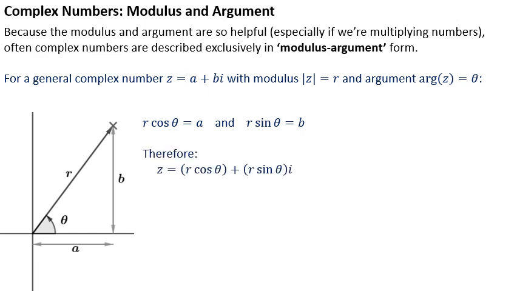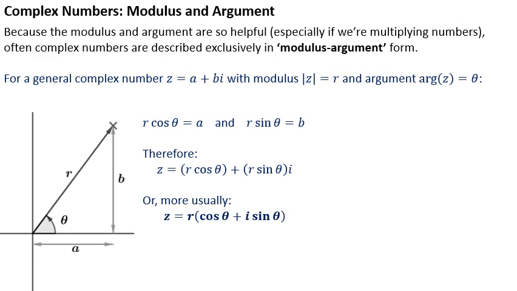All we're doing here, nothing particularly sophisticated. We're replacing a with r cos theta, we're replacing b with r sine theta, and now we've essentially got a way of writing our complex number that doesn't require us to know a and b. If we know r and theta, we can just write them in here. Generally, it's written more like this.